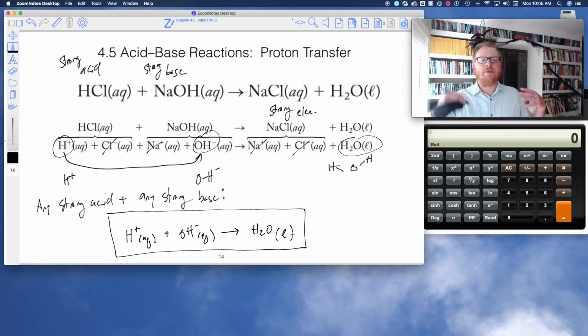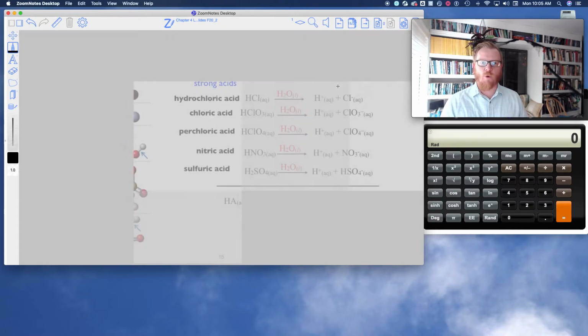It's a pure material. So that means water has to be a liquid, solid, or a gas. So you're going to hear me say that all the time. Water is always a liquid unless it's a solid or a gas. So it's not aqueous.